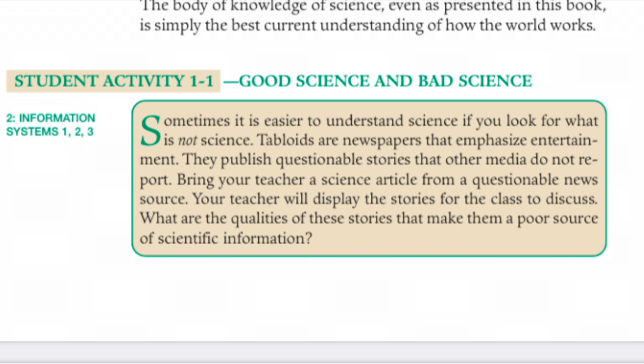Student Activity 1-1: Good science and bad science. Sometimes it is easier to understand science if you look for what is not science. Tabloids are newspapers that emphasize entertainment. They publish questionable stories that other media do not report. Bring your teacher a science article from a questionable news source. Your teacher will display the stories for the class to discuss. What are the qualities of these stories that make them a poor source of scientific information?